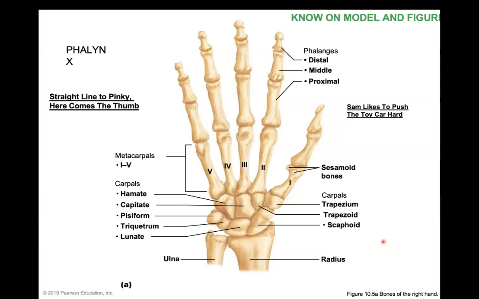Another phrase you can use is straight line to pinky, here comes the thumb. So for that one, straight is your scaphoid, line is your lunate, to is the triquetrum, pinky is pisiform because the pisiform is on your pinky side. Here is the hamate, comes is the capitate, the is the trapezoid, and thumb is the trapezium because the trapezium is right below the thumb. You can use either one as you like, as long as you guys can remember the order and the names of all of the carpals in the wrist, because you will need to know that for the practical.